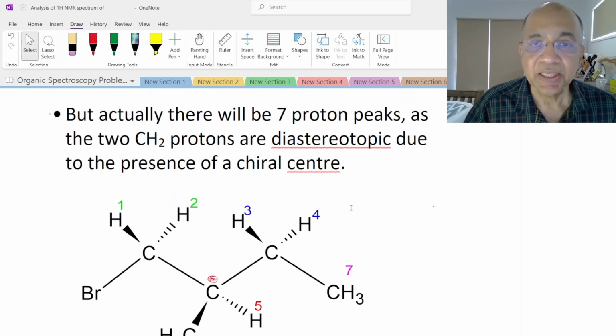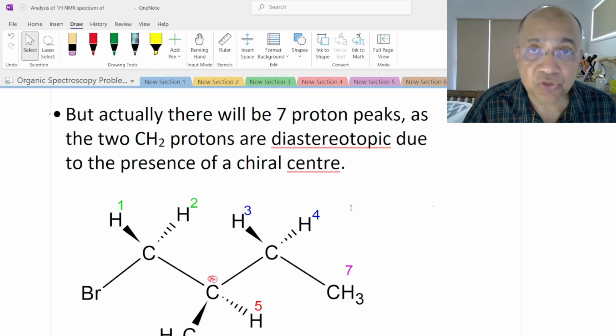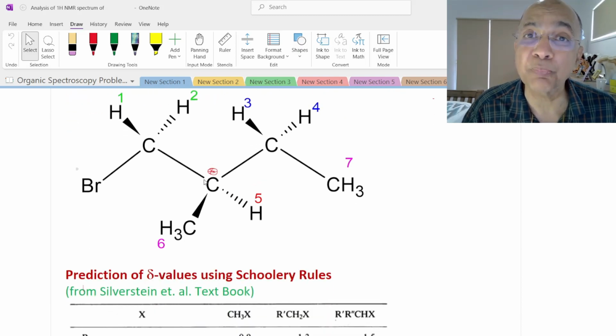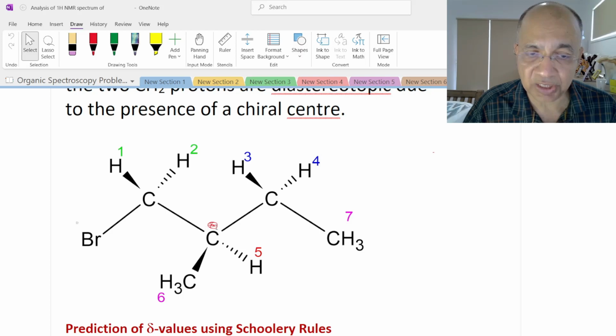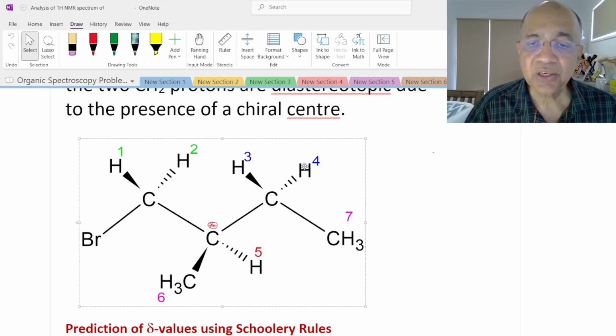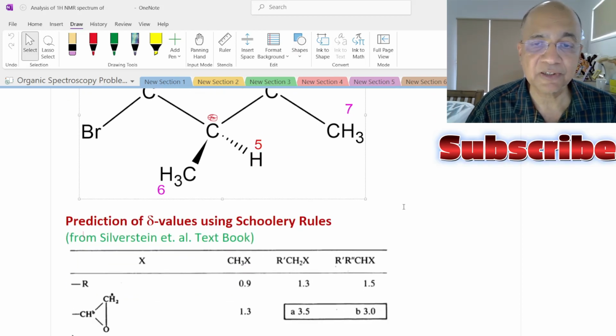But actually, if you are a postgraduate student and have knowledge about stereochemistry of proton NMR spectrum, you will say there will be 7 proton peaks. Because this is a chiral center, these methylene protons are non-equivalent, so also these methylene protons are non-equivalent. They are called, as you know, diastereotopic protons. So you will get 7: 1, 2, 3, 4, 5, 6, 7 proton peaks.